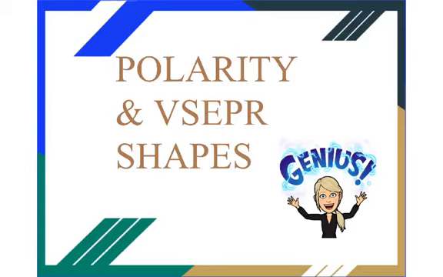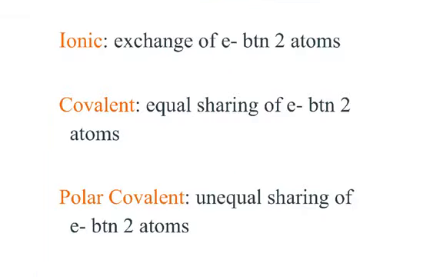Hi everyone, so this is polarity and VSEPR shapes. So just a quick reminder about the three different types of bonding. We have ionic bonding, which is an exchange of electrons between two atoms. Typically a metal loses electrons to a nonmetal.